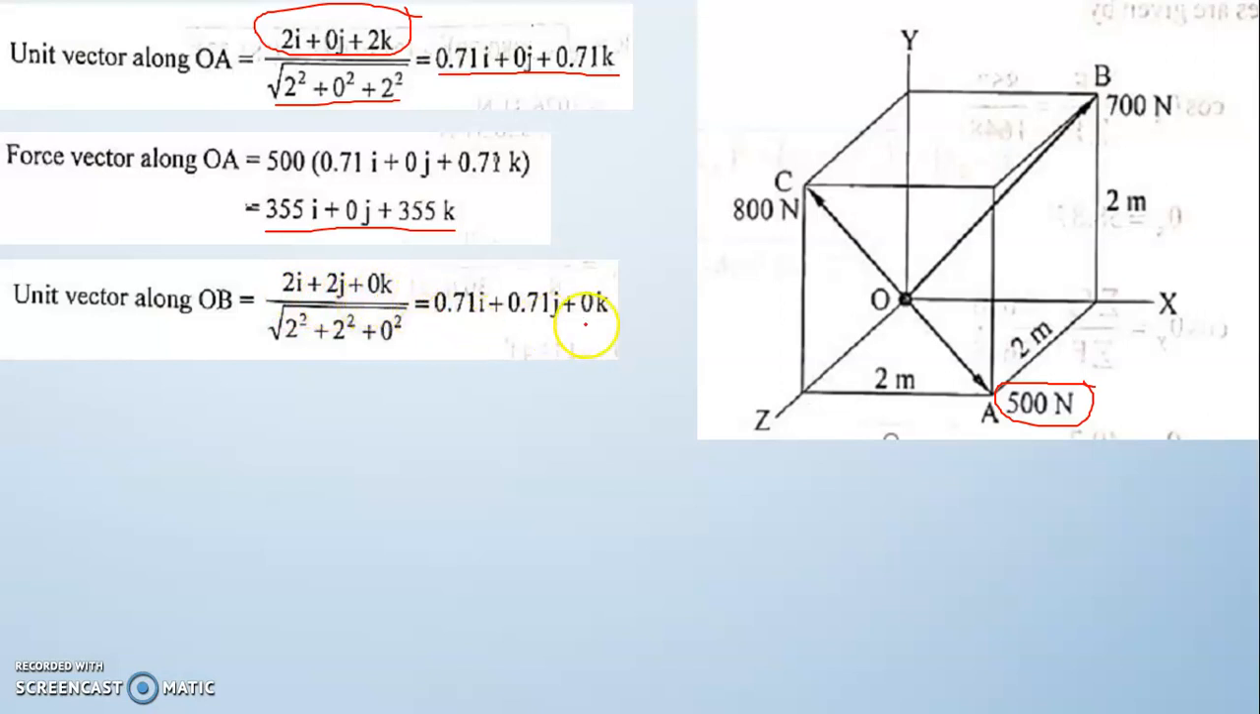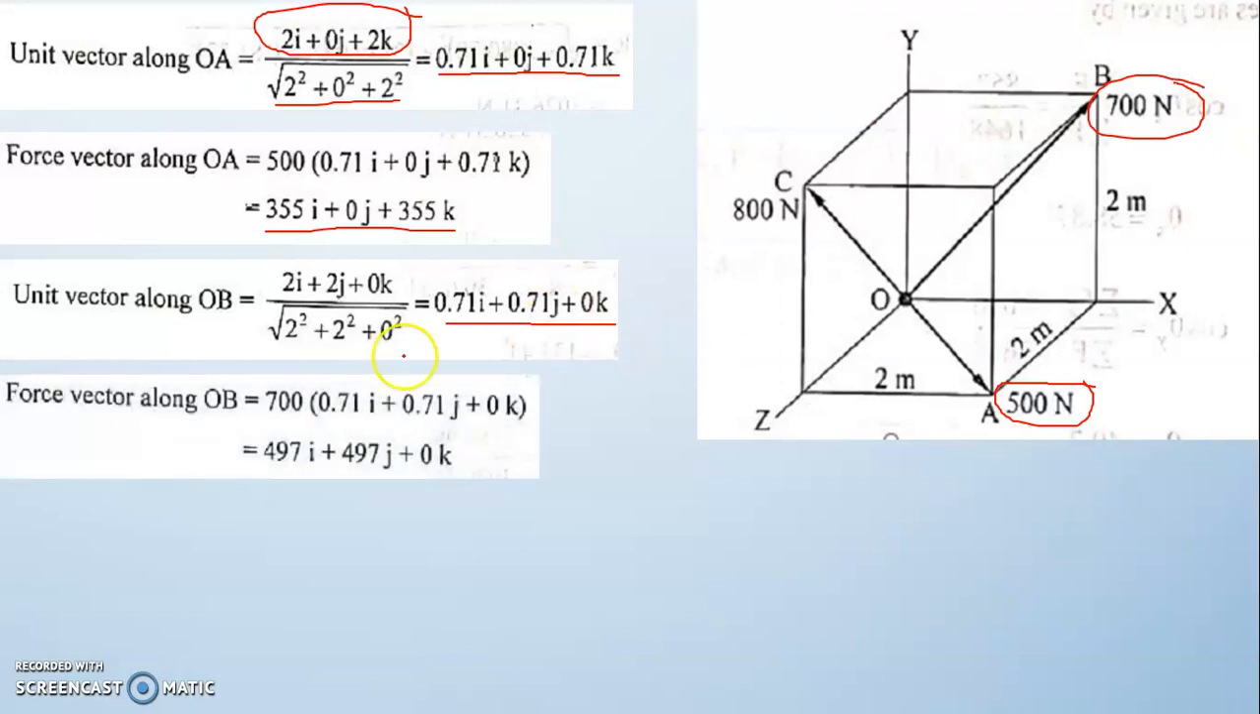For converting it to a unit vector, we divide by its magnitude, the square root of 2 square plus 2 square plus 0 square. You will get 0.71i, 0.71j plus 0k. To convert into a force vector, we multiply with 700 Newton. So 700 into 0.71 gives 497i, 497j plus 0k. Now we repeat the procedure for OC also.